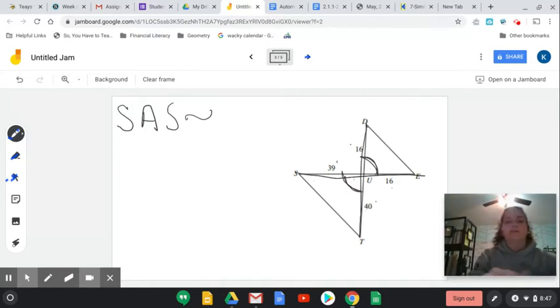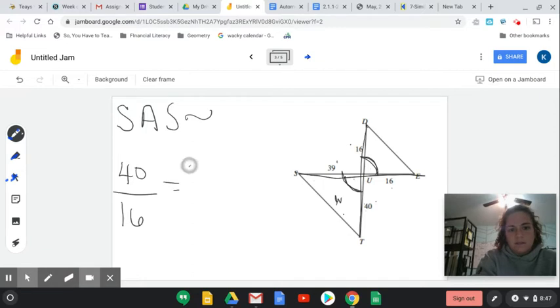All right, so let's check to see if we have side, angle, side. In order for this to work for similarity, we need to double check our sides. So which side goes with what? Well, let's do our big to small again. 40 is the biggest number on this triangle right here, 16 for the other one. Is 40 sixteenths equal to 39 sixteenths? That should be easy. They both have the same denominator. 40 isn't equal to 39.